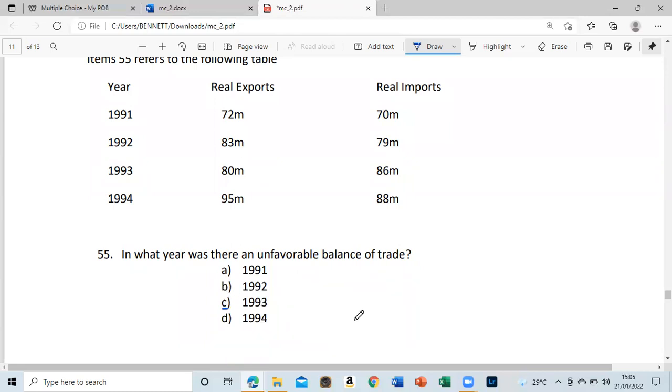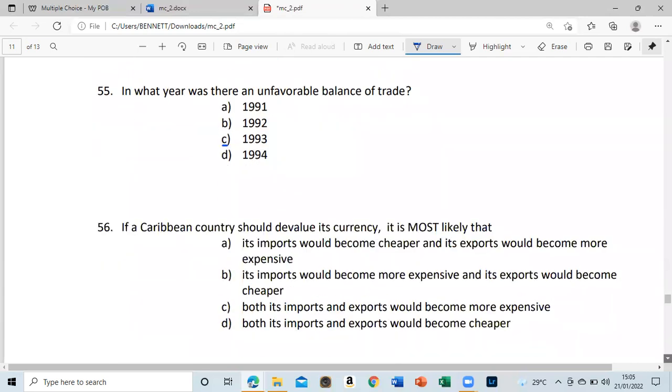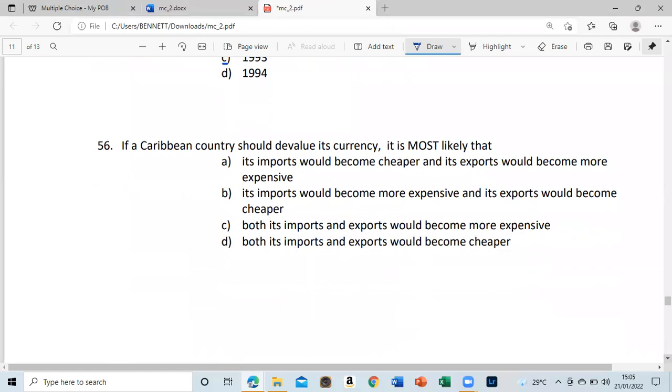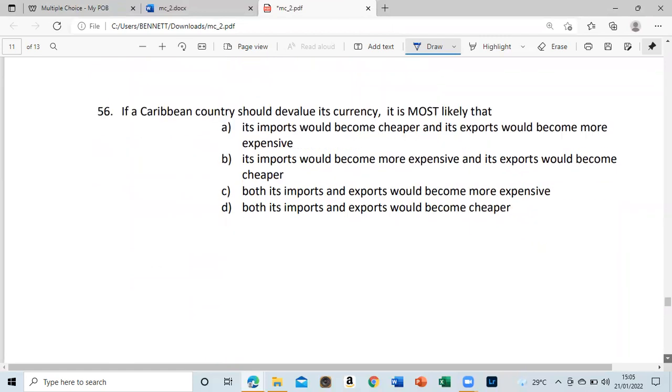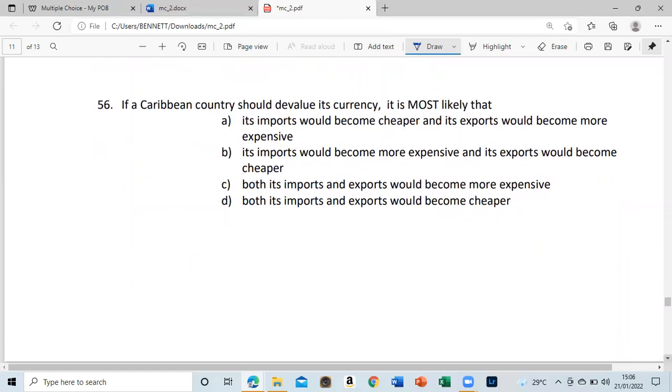We don't need that. You need to be exporting more and importing less. Import is what we take in, export is what we sell. Export brings revenue and so forth. Alright, so let's look at 56.